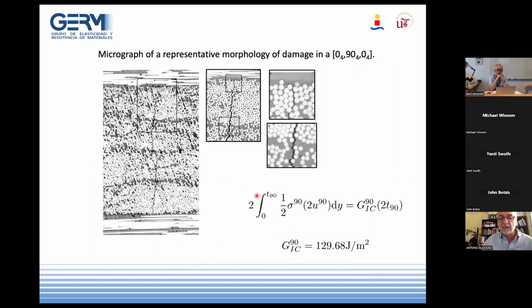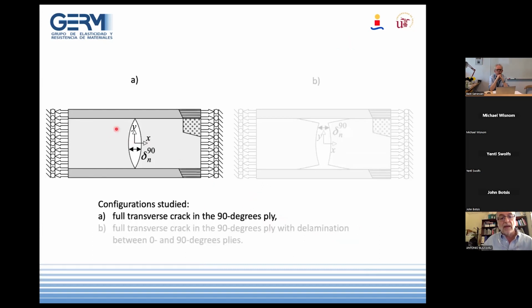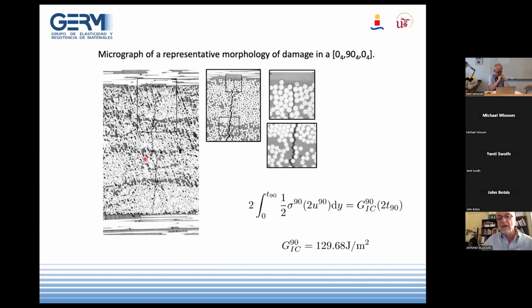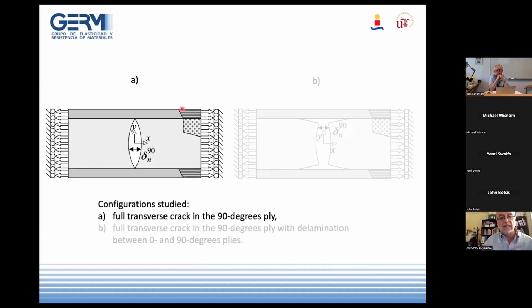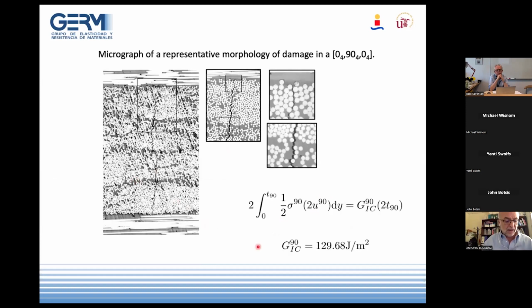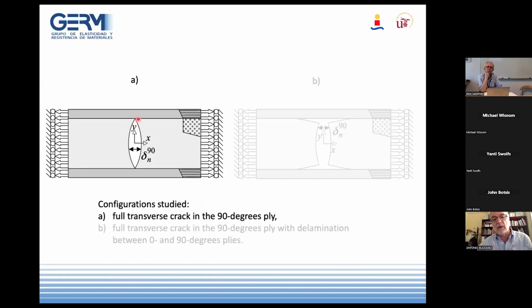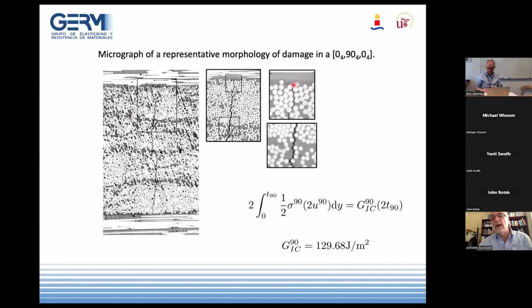In this case, this two is associated to the horizontal symmetry plane, and this other two is associated to the vertical symmetry plane. This value of 130 joules per square meter is a preliminary result because residual stress has not been considered. Well, we know that this configuration is really difficult to obtain because of the Cook-Gordon effect, but we assume only a small delamination, the debondings here.